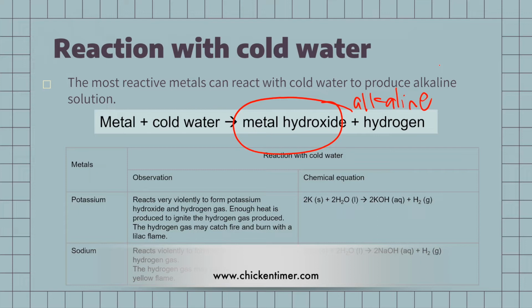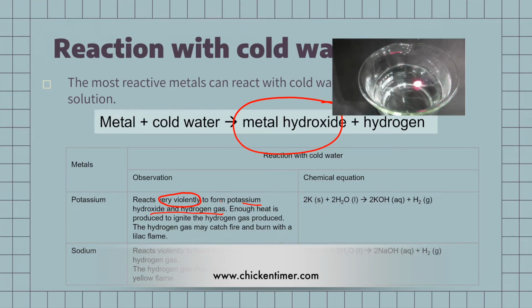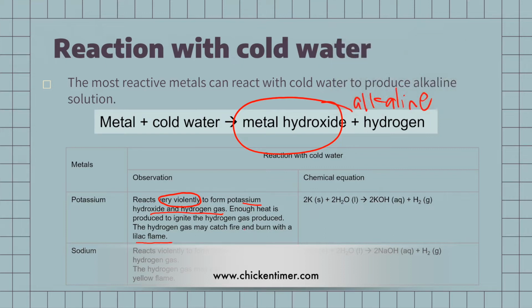First you look at potassium, which is the very top of the reactivity series. The table will give you the observation. It says that it reacts very violently. The hydrogen gas will catch fire, and it will burn with a lilac flame. The chemical equation is over here. You see potassium reacting with water to give you potassium hydroxide and hydrogen gas. So it reacts very violently.